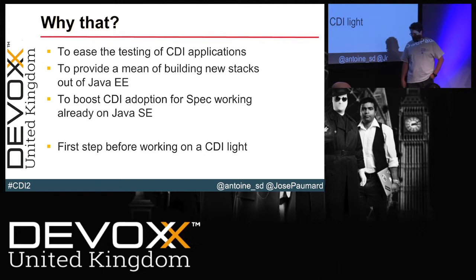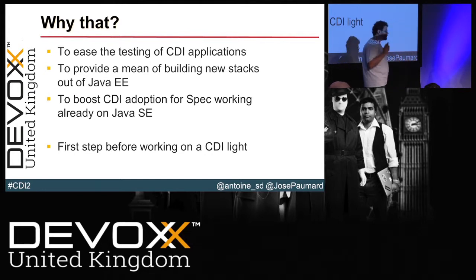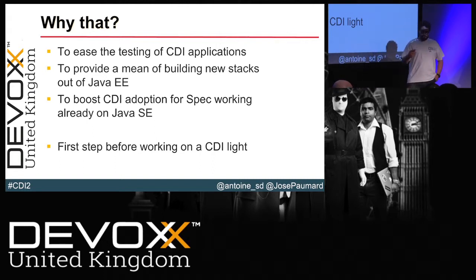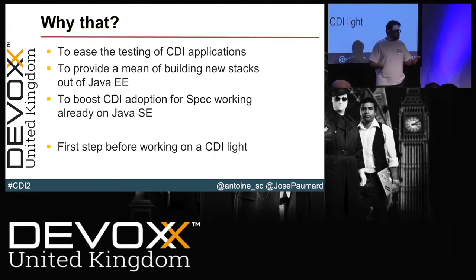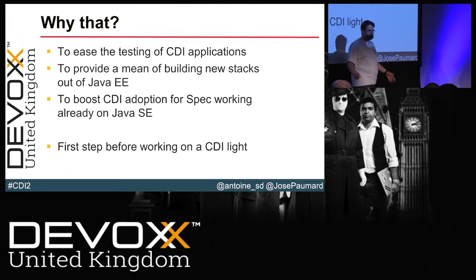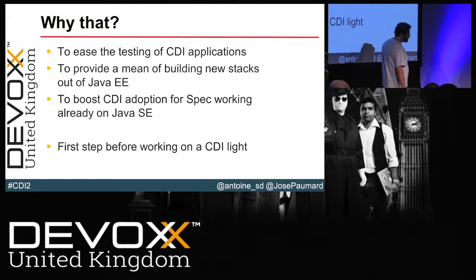Another point is linked to the fact that other specs today support Java SE. For instance, if you take JPA, if you take JAX-RS, those work out of the box on Java SE in the spec. And they come to us and said, okay, you have a nice specification, a nice programming model, but if we adopt your specification, what happens when a user uses us in Java SE? We cannot rely on you. So adding this feature will boost the adoption of CDI in other specs.